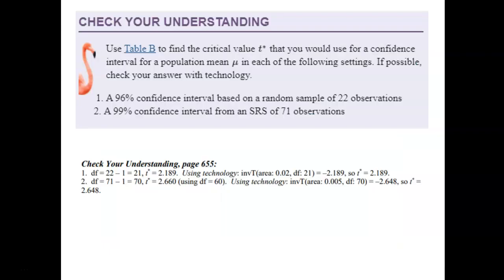All right. Oh, spoiler alert. There's the answers. Okay. So we have same questions. They would like you to use table B on these problems, though, so that way we all get the same answer. So a 96% confidence interval based on a random sample of 22 observations. So first, you got to get the right degrees of freedom. So 22 minus 1 is 21. There's your degrees of freedom row.